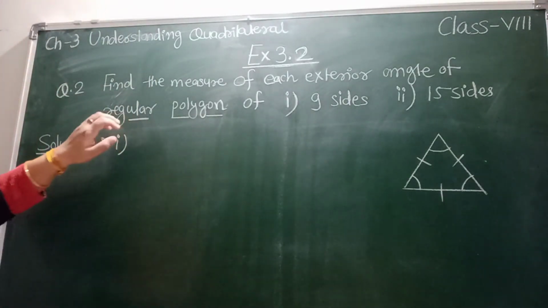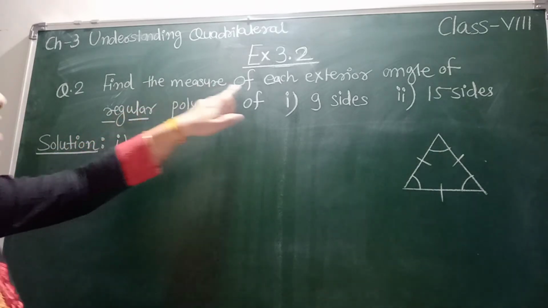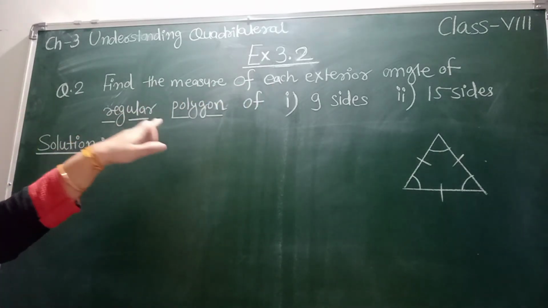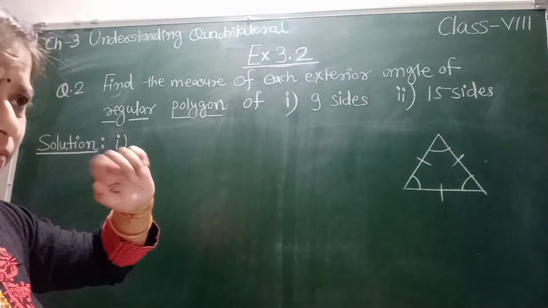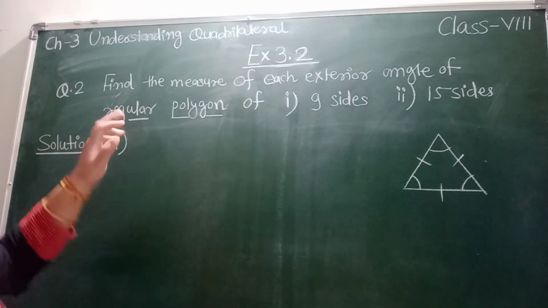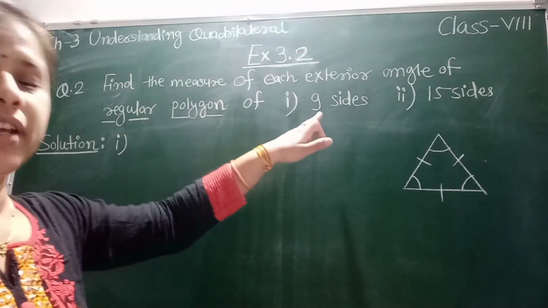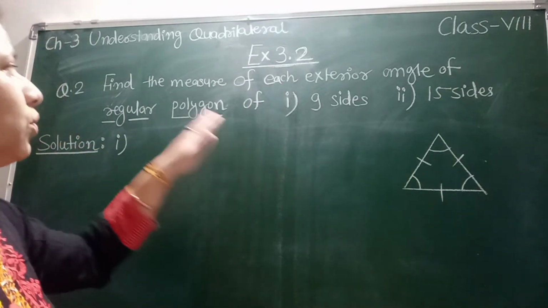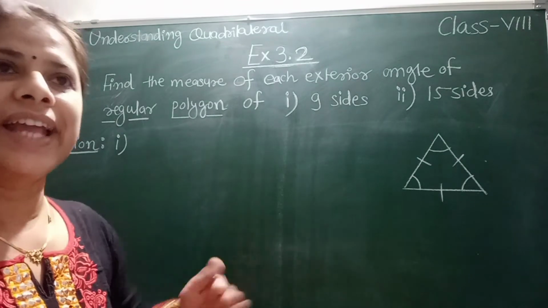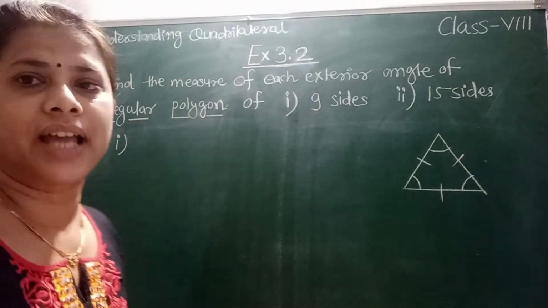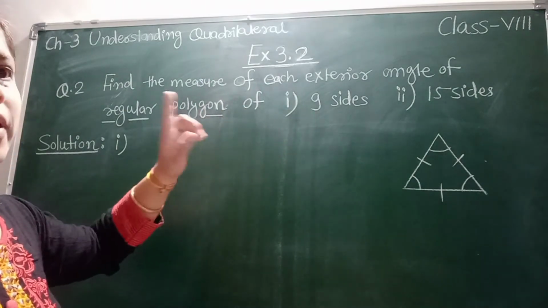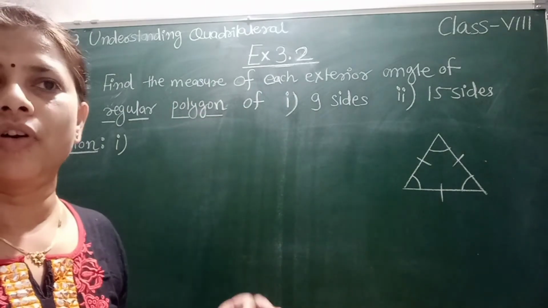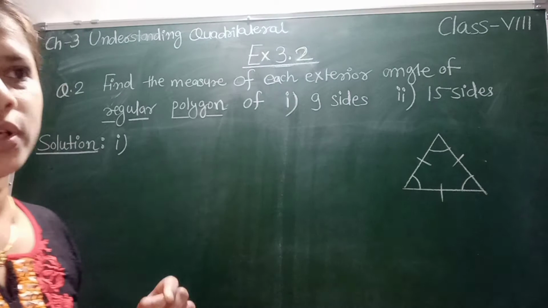Now similarly, we have to find the measure of each exterior angle if the regular polygon has 9 sides. Student, as you can think, if a polygon has 9 sides, it means that polygon has 9 interior angles as well as 9 exterior angles also. So for solving this type of question, we will use the same property: the sum of all exterior angles is equal to 360 degrees.